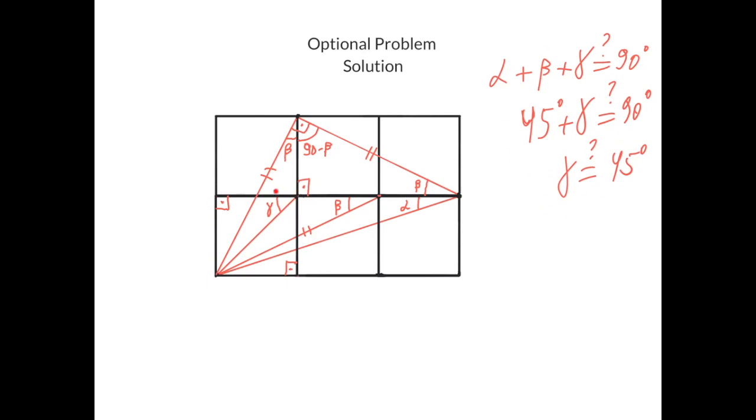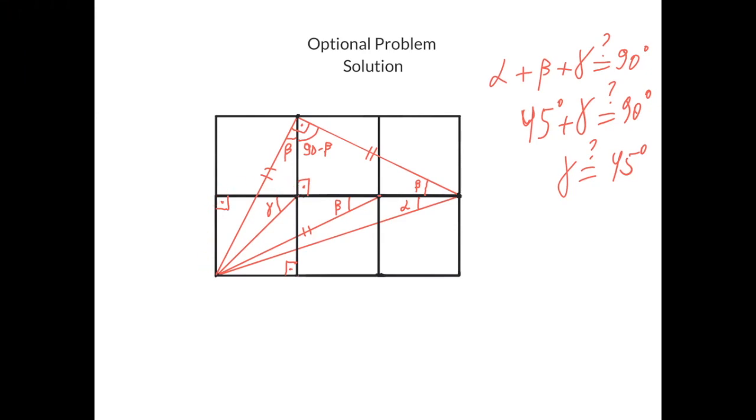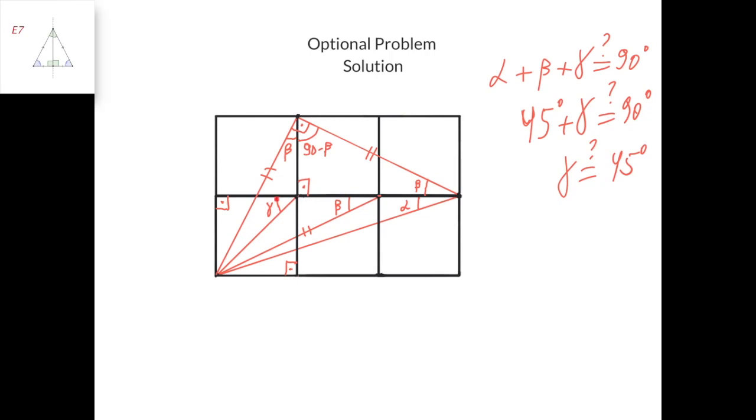But look at this triangle. It's an isosceles triangle because this side of the square equals this side of the square, and it has an angle 90 degrees, and therefore this angle equals 45 degrees as desired.